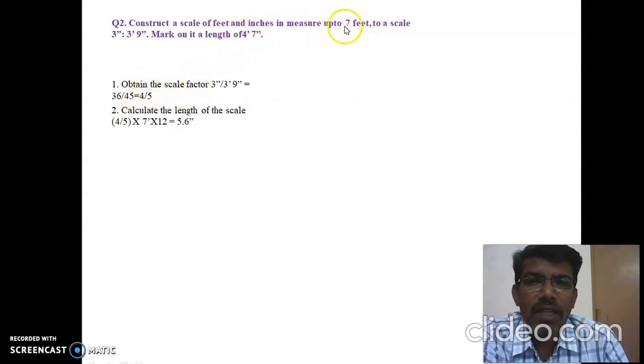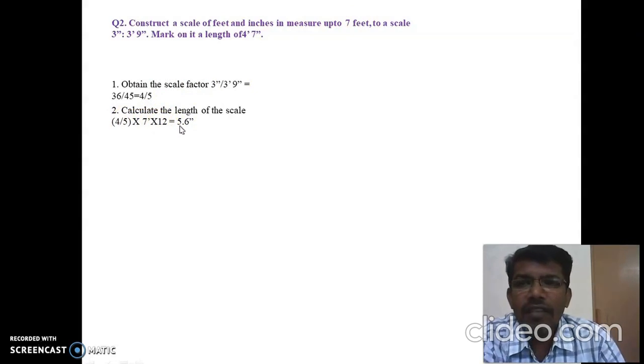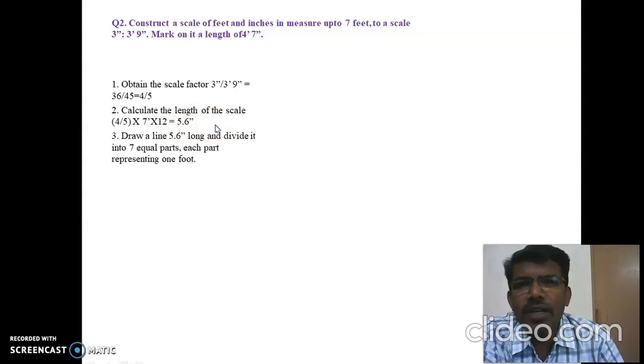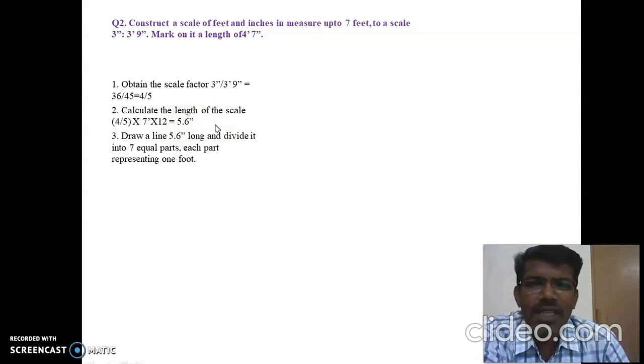Where is the maximum length? Here it is 7 feet. So here the feet is converted to inches once again. So here 7 into 12, that is the representation factor into the maximum length of the scale. That is nothing but 5 feet 6 inches. This 5 feet 6 inches is once again converted to centimeters, because in the inches scale you may be a little bit confused. So for calculating inches to centimeters, that is nothing but 5.6 into 2.54, because 1 inch is equal to 2.54 centimeters.